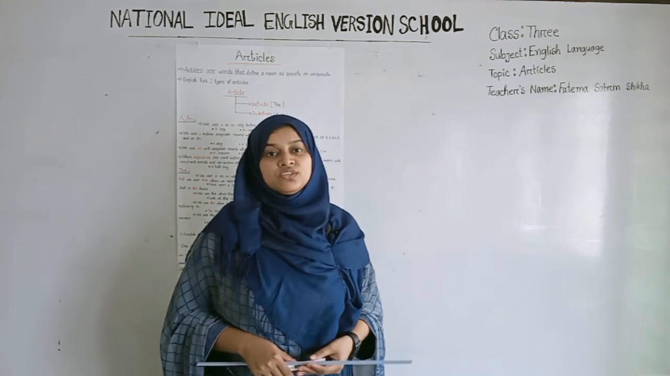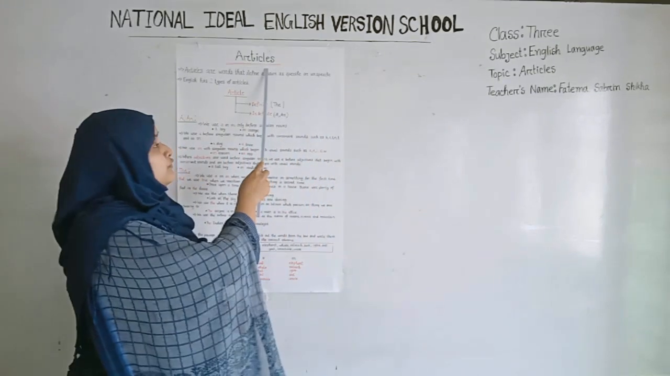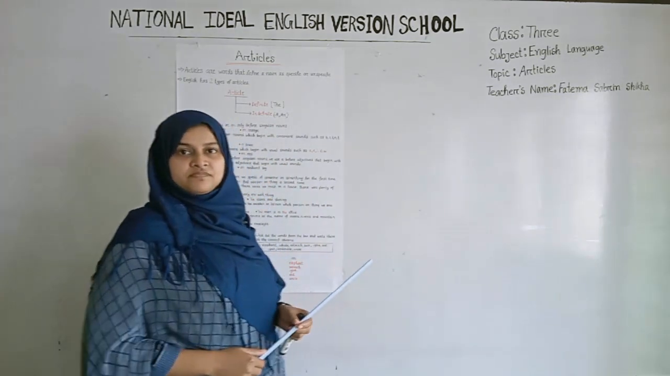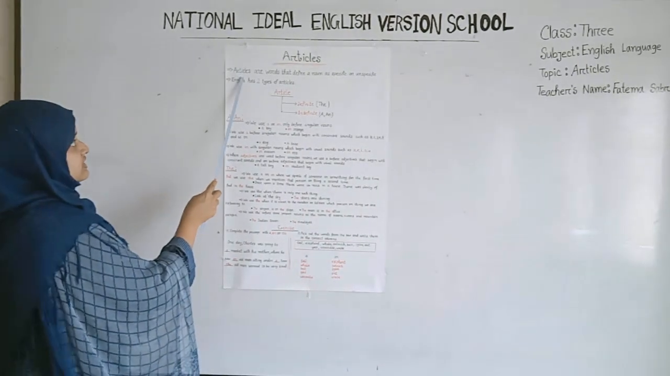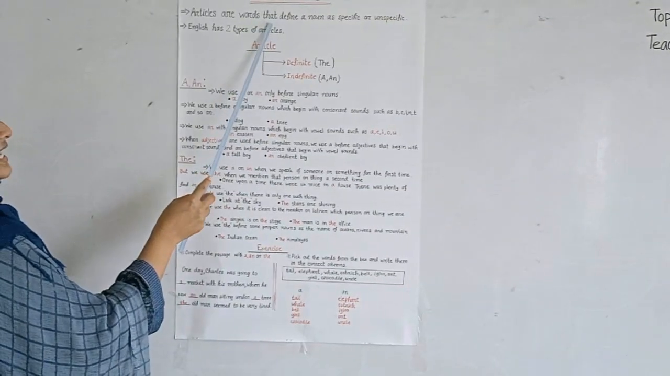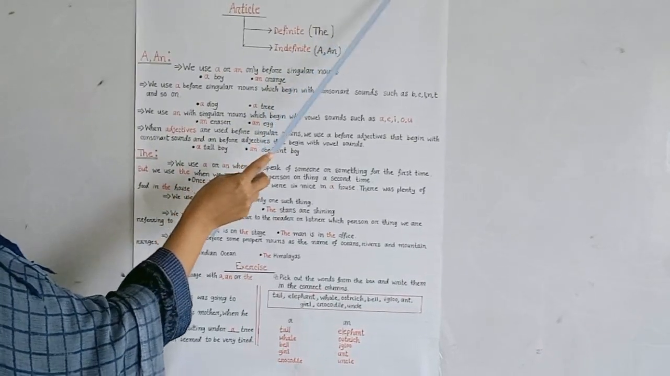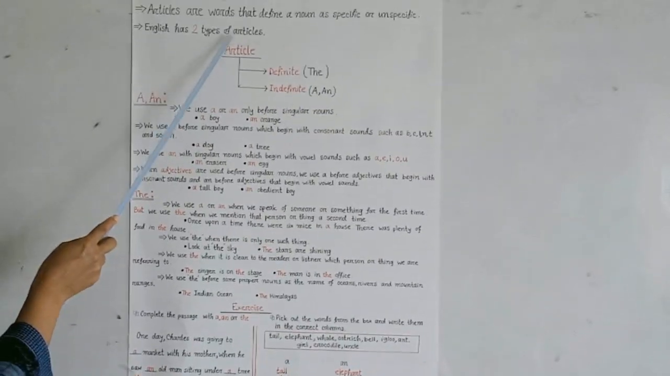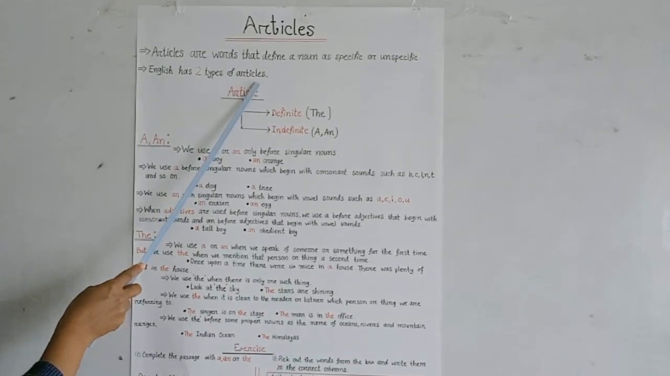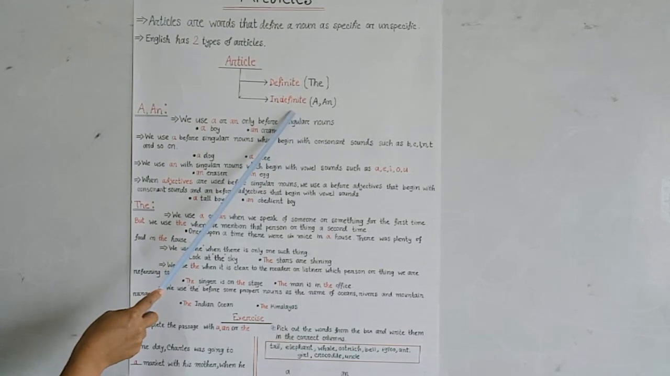Today I am going to discuss the topic of articles for class 3 students. Let's start our discussion. Articles are words that define a noun as specific or unspecific. English has two types of articles. These are definite article and indefinite article.